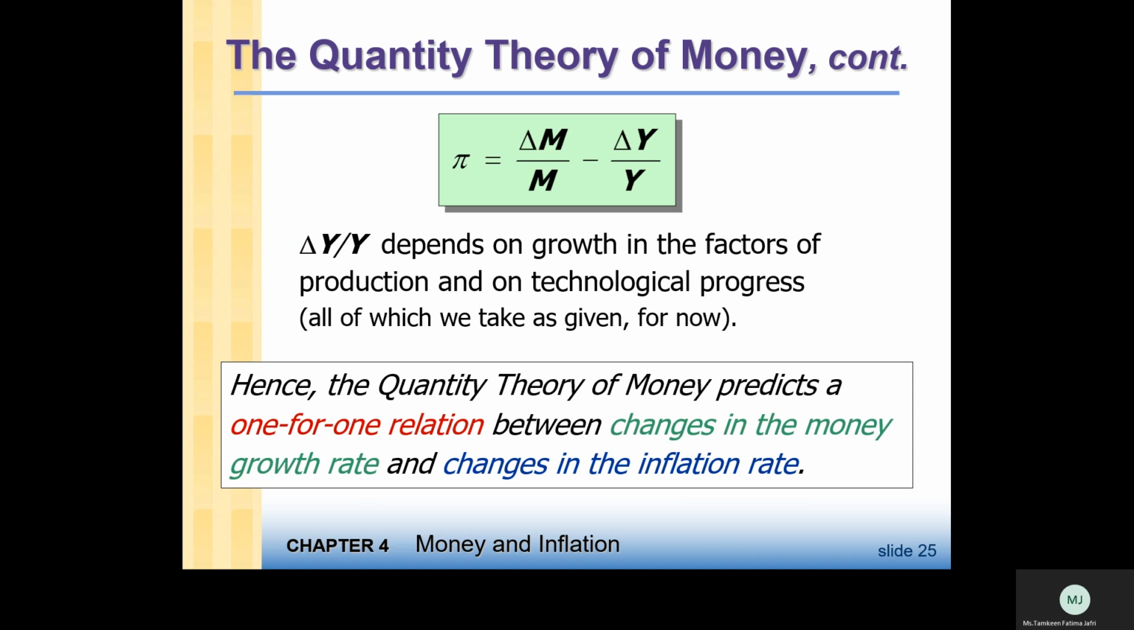All right, so now we're again making the simplifying assumption that the percentage change in output is constant. I made this assumption previously as well, but now I've shown you what happens with and without this assumption. If we assume the output can change, then of course inflation will be gauged by the formula that you see in the green box. But if output growth is assumed to be zero, then the quantity theory of money predicts a one-to-one relationship between changes in money growth and changes in inflation. That is, if money supply is increasing by 10%, inflation should also increase by 10%.